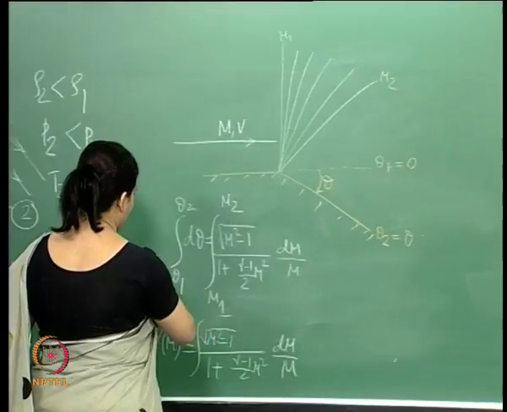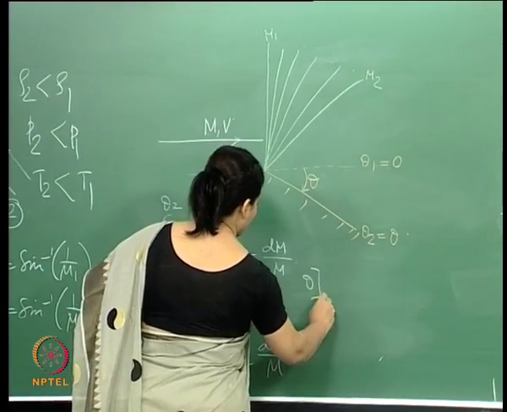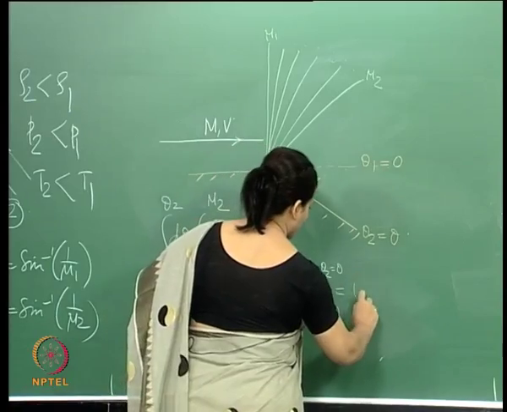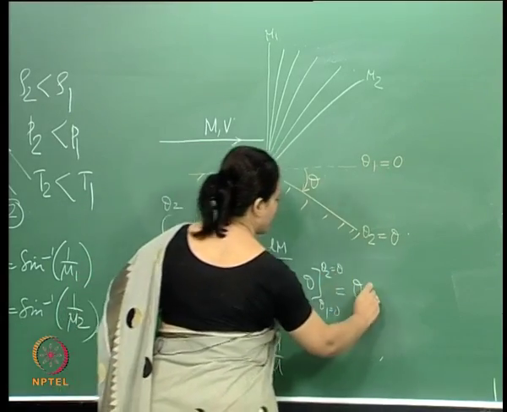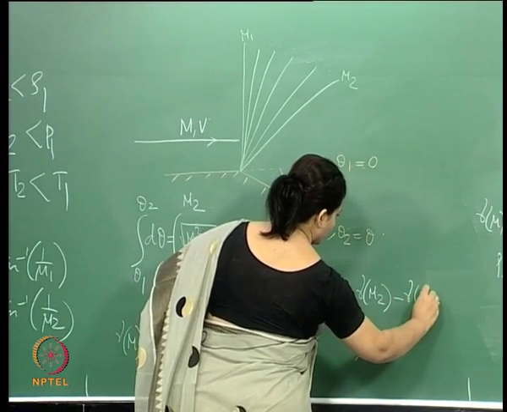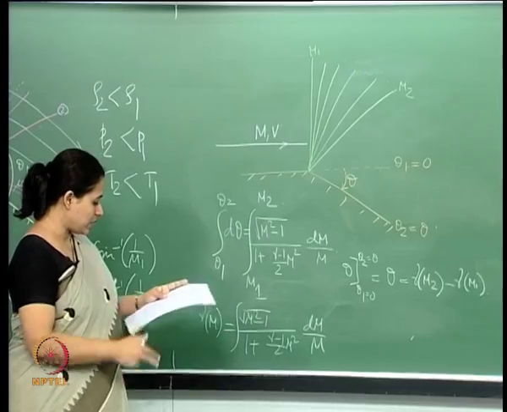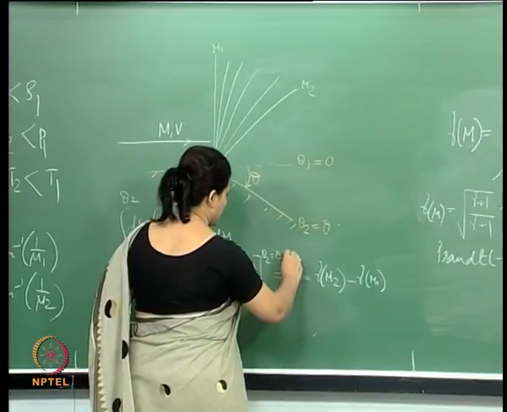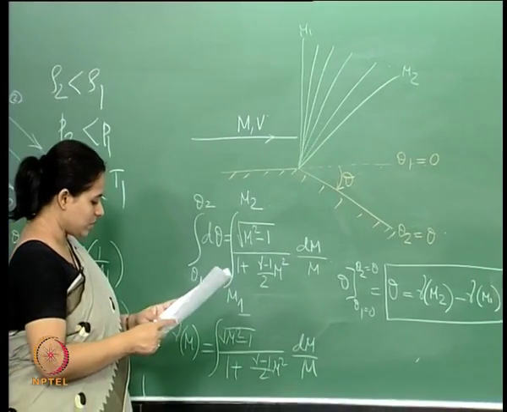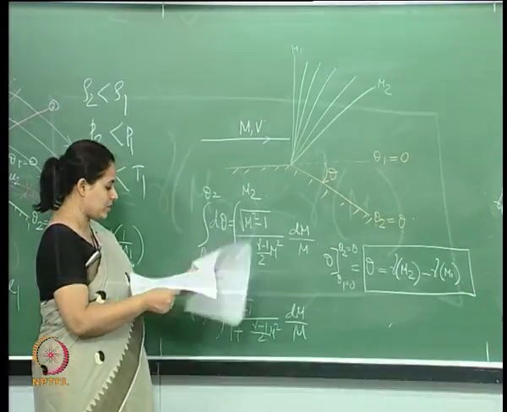Coming back here, my total change in theta goes from theta 1 to theta 2, which is 0 to theta, so it becomes theta. Then I can write that as the Prandtl-Meyer function of M2 minus that of M1. So this is essentially the relationship.